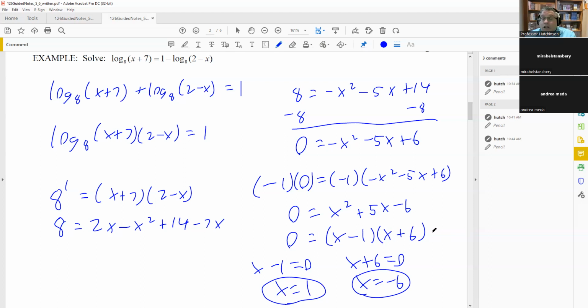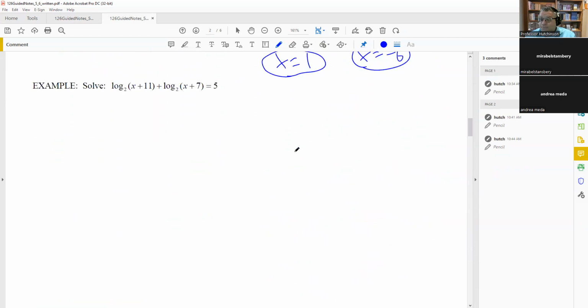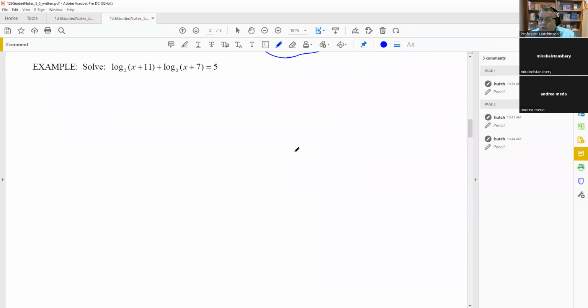Let's do another one of these type where we have to combine logs together. So let's do another one. Okay, so this next one conveniently has all the logs on one side of the equation for us. So we can immediately turn this into multiplication. So log base 2 of x plus 11, and then I have times x plus 7, and that equals 5. Okay, so the plus turns into multiplication there.